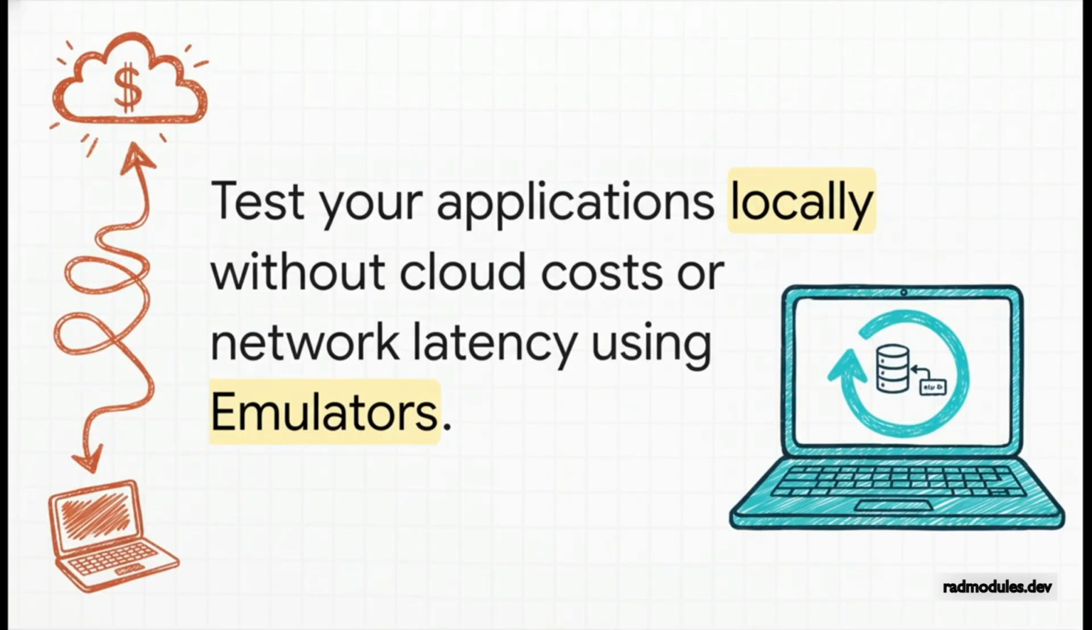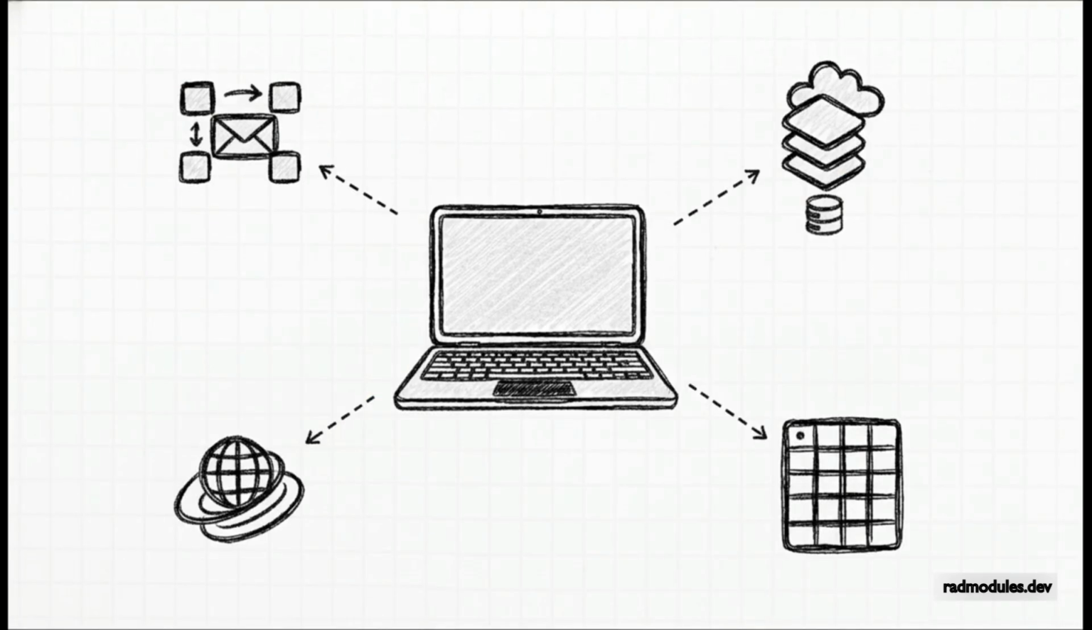But what about testing? You don't want to be running up a cloud bill or waiting on network latency just to see if a function works, right? And that's where service emulators are a lifesaver. They're basically local versions of cloud services that run right on your own machine. And you can emulate some of the most common services you'll use. We're talking Pub/Sub for messaging, Firestore and Datastore for databases, even Cloud Spanner and Bigtable. You can test all this stuff locally, totally disconnected from the cloud. It makes your development cycles just incredibly fast and free.